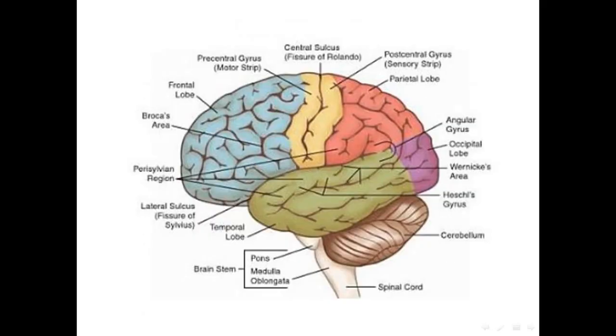This is another illustration from lateral of the brain. This is the frontal lobe. This fissure here is called the central sulcus, or fissure of Rolando. This separates the frontal lobe from the parietal lobe. This one in red here is the parietal lobe, and the most posterior one is the occipital lobe. The most inferior one is the temporal lobe, which is separated from the frontal and parietal lobe by the lateral sulcus, or the Sylvian fissure.